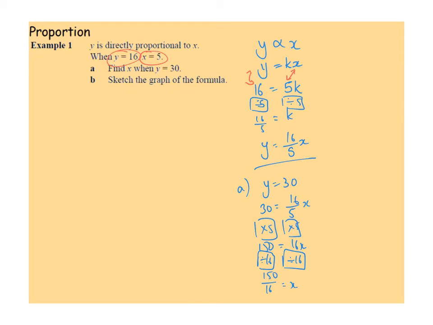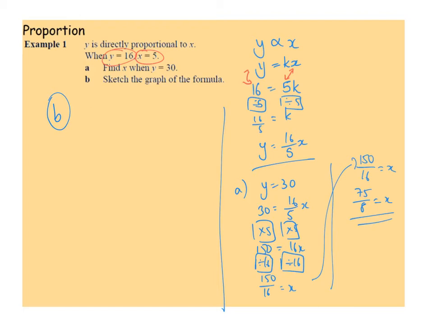And I can obviously simplify that. So I can halve the numerator and the denominator. That'll get me 75/8 equals x, and I'll stop there. Okay, and then part B.